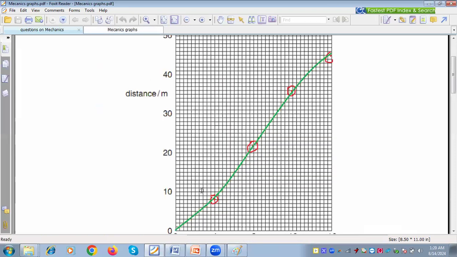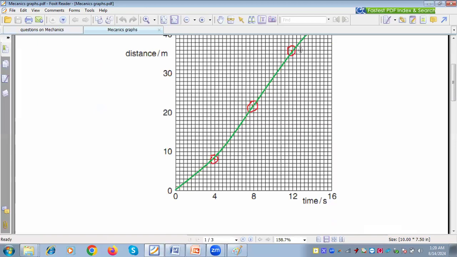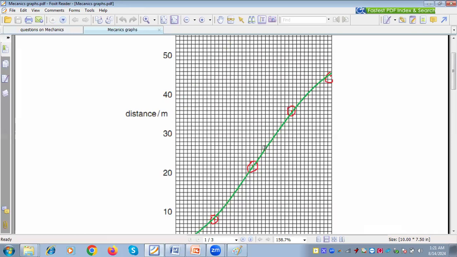I will show the graph again. This is increasing gradient, meaning he is accelerating. Then from 8 to 12 seconds is the straight line portion, meaning constant speed, and then it is decreasing gradient. So 4 to 8 is increasing gradient, then constant speed, and then decreasing gradient. On a distance-time graph, when the gradient is decreasing, the body is decelerating. So the last part shows the deceleration.